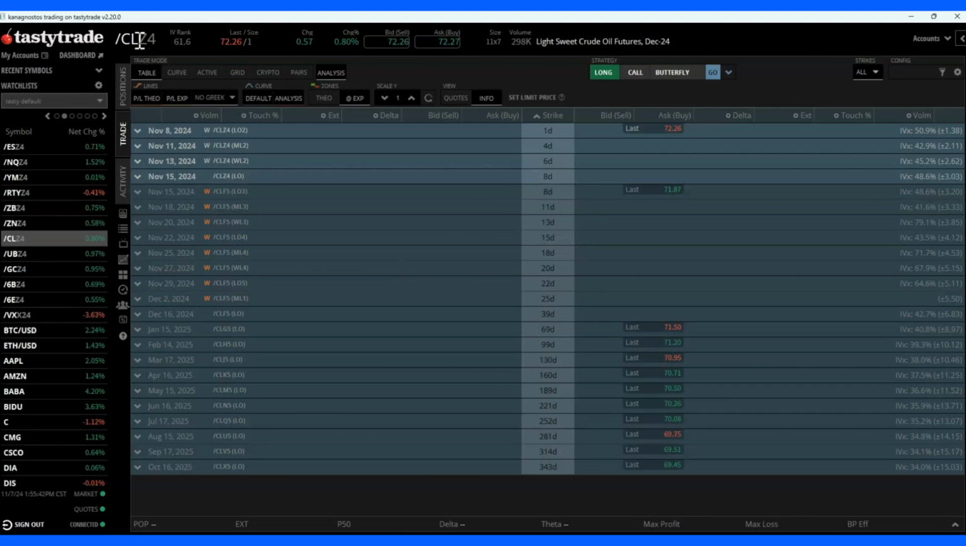So here you can see I have /CL loaded into Tastytrade, and we can see that the IV rank is high at 61.6. So this works well with our intent to take advantage of the choppiness we're seeing in crude oil right now by using a short premium strategy. I'm going to go into the December 2nd expiration cycle with 25 days to go.